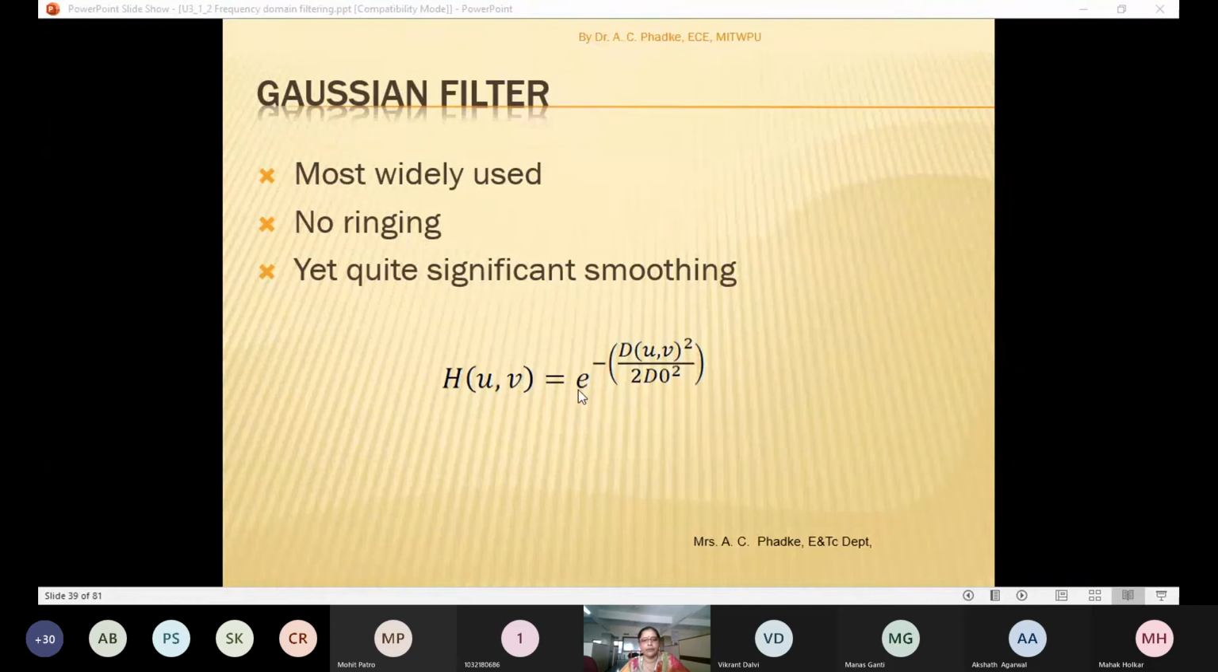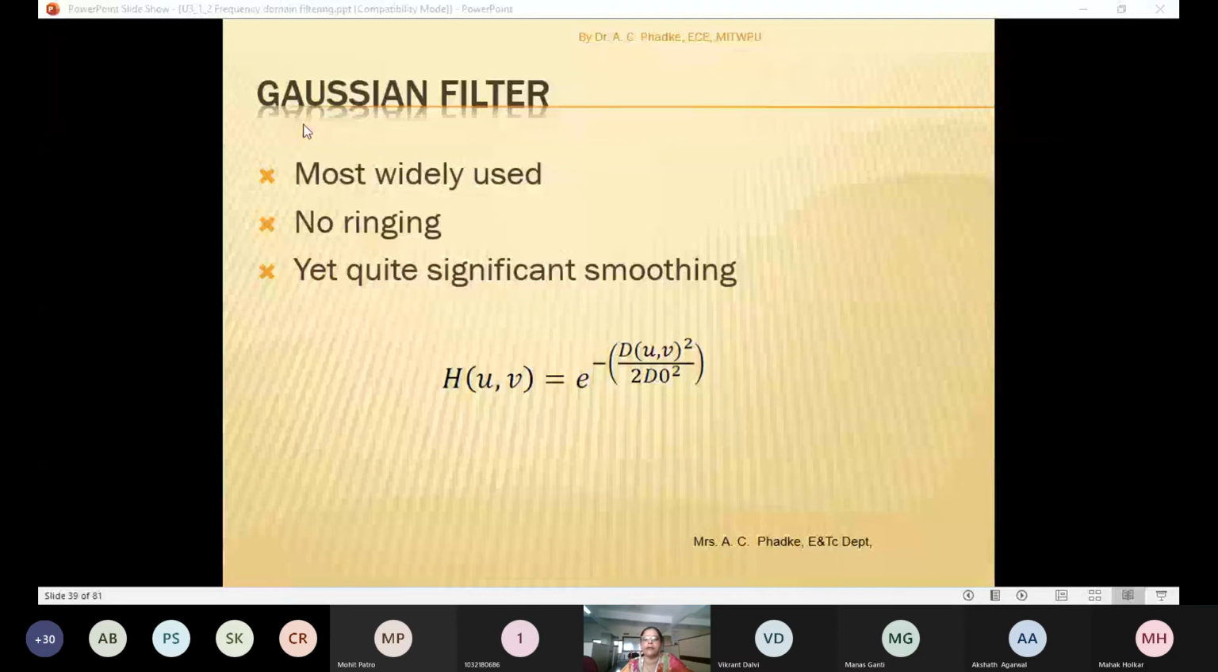So H(u,v) is equal to e raised to minus D(u,v) square divided by 2 times D0 square. Okay, so again this D0 is cutoff distance, or with respect to Gaussian we can say this is width of Gaussian function, and D(u,v) is distance of frequency coefficient from central value or from origin. Okay, so your Gaussian filter looks like this in frequency domain.